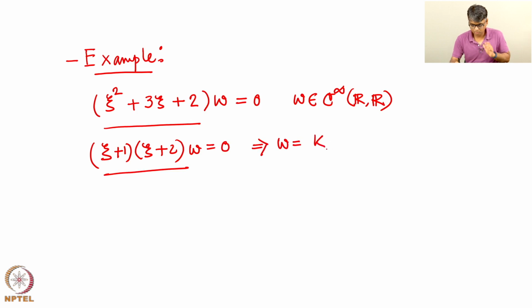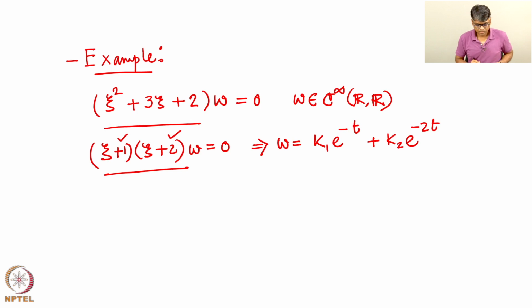k1 e to the power minus t, coming from this root, and k2 times e to the power minus 2t, that is coming from this root. Okay. I hope you know about this, and if you don't, then just brush up your knowledge of differential equations from your basic maths, engineering maths books.